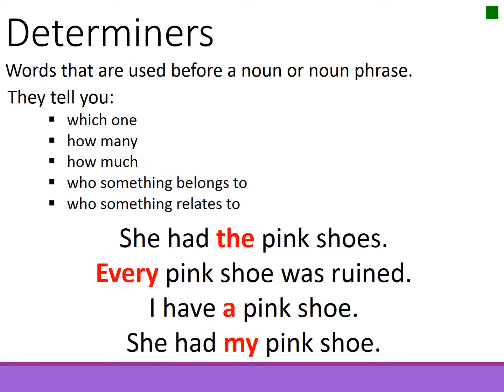Determiners. Determiners are words that are used before a noun or noun phrase. They tell you which one, how many, how much, who something belongs to, or who something relates to. For example, she had the pink shoes. Every pink shoe was ruined. I have a pink shoe. She had my pink shoe.